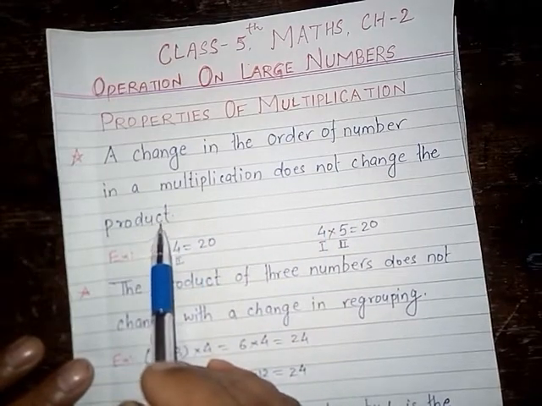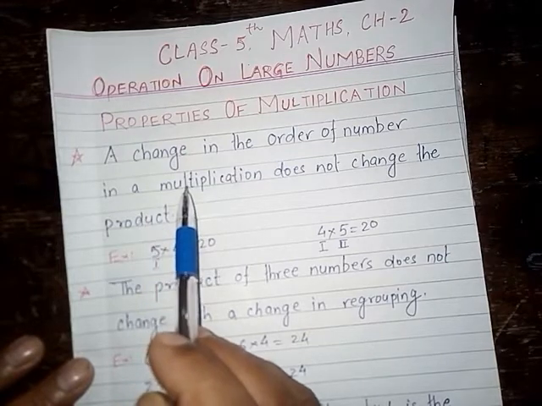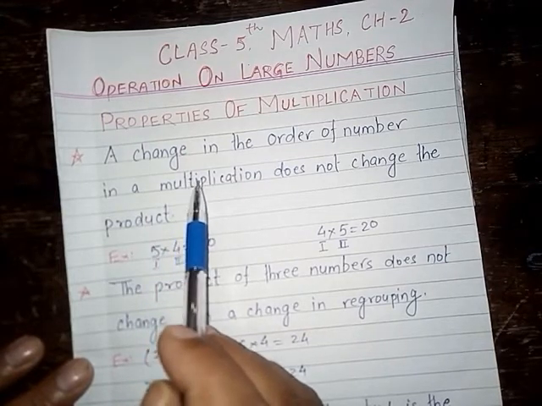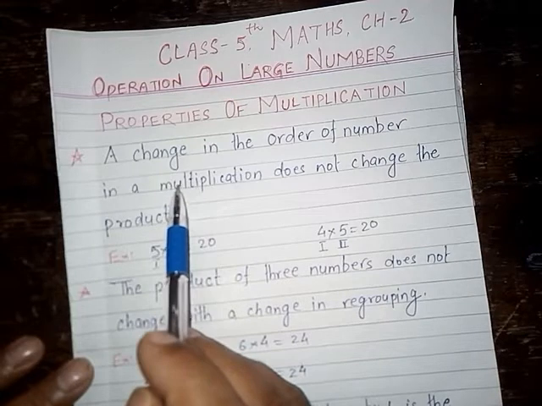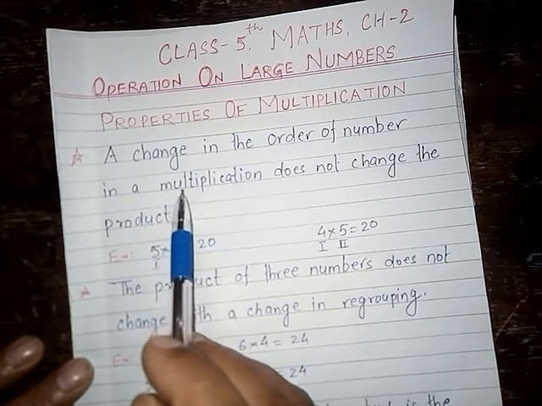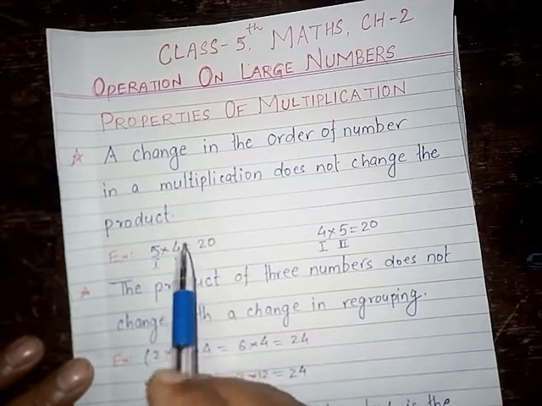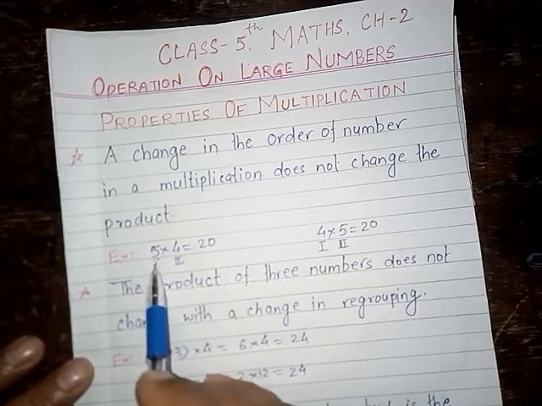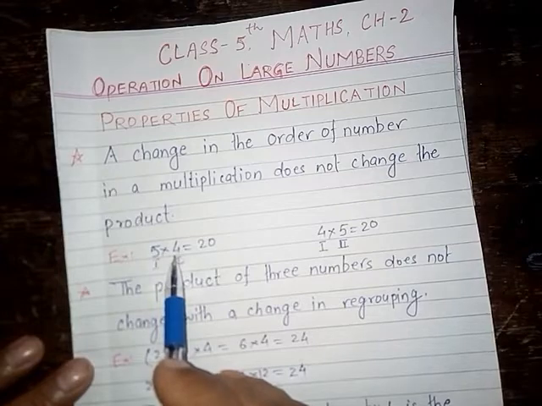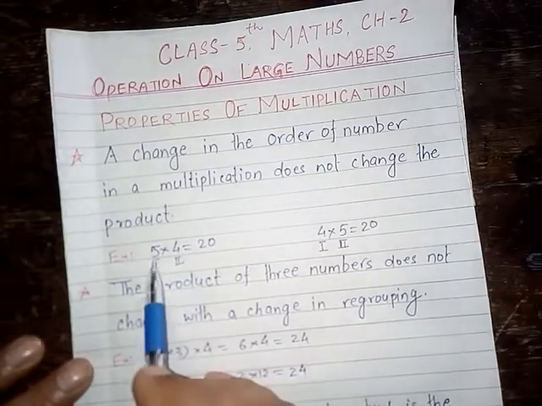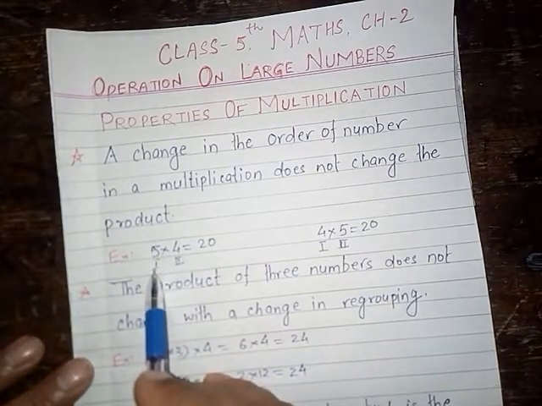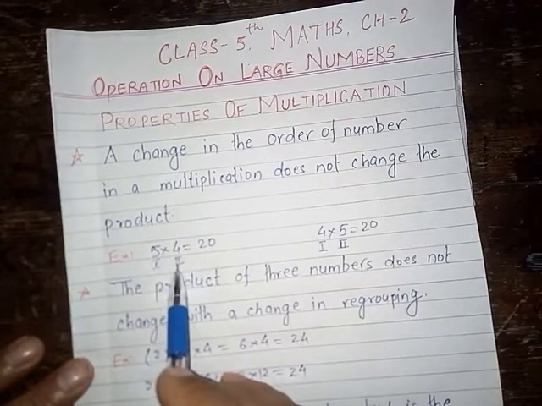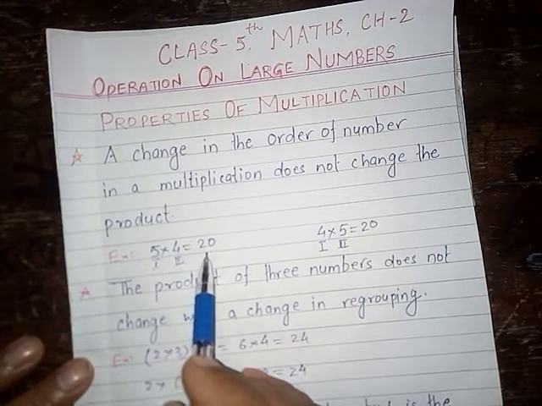The meaning is if you change the numbers in any order, then the product would not be changed. For example, in this example, what you are looking, 5 multiplied by 4 is equal to 20. In example 1, 5 is the first number, 4 is the second number, and the product is 20.